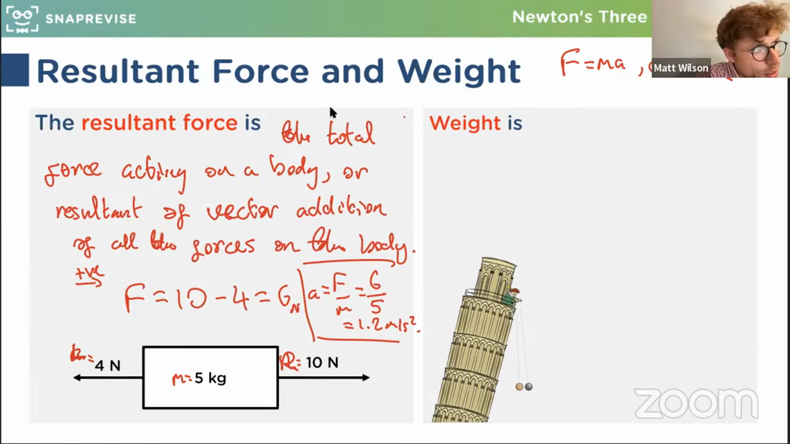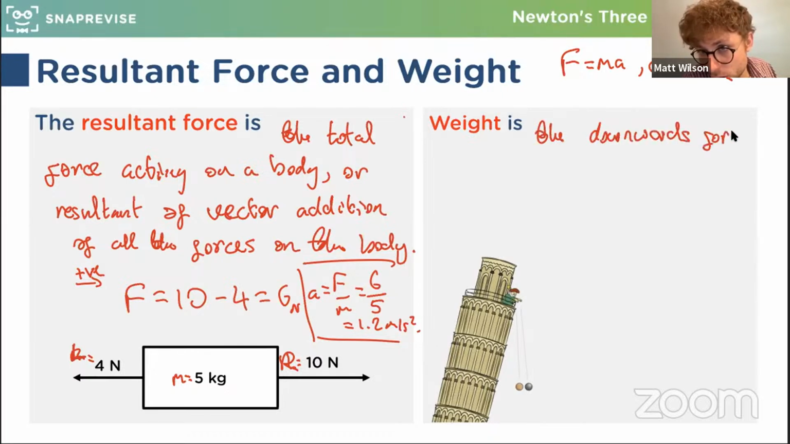Okay, so let's talk a bit about a special force called the weight. And we're actually now going to, in a sense, prove this statement I made earlier, that any object will fall at the same rate independently of its mass. So first of all, let's introduce weight. Weight is the force due to a mass being in a gravitational field. So weight is the downwards force.